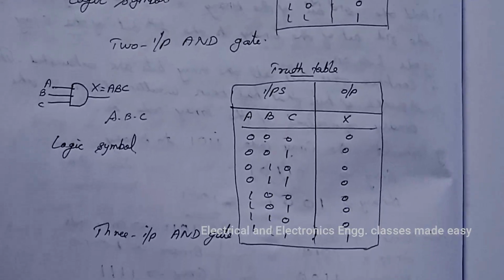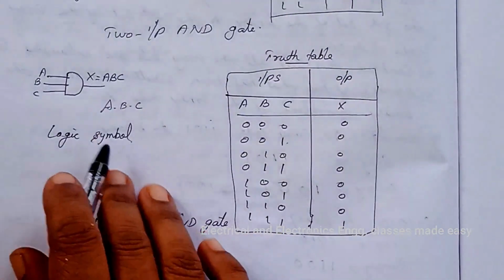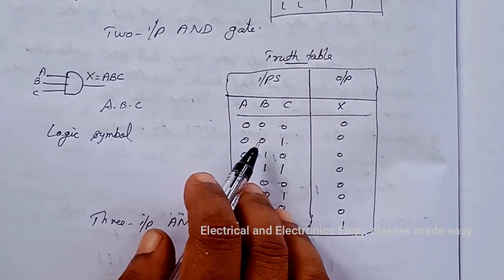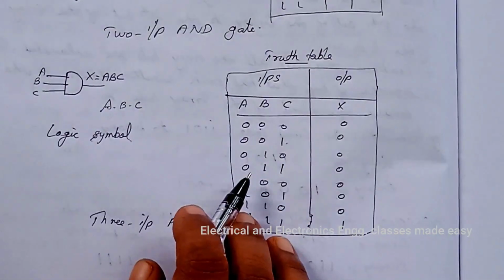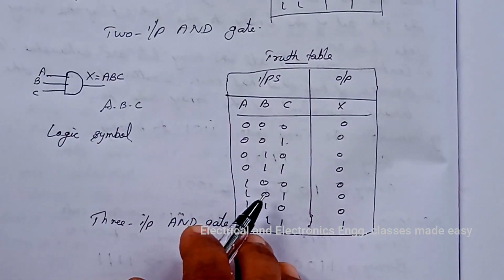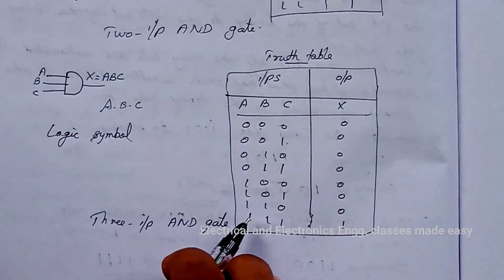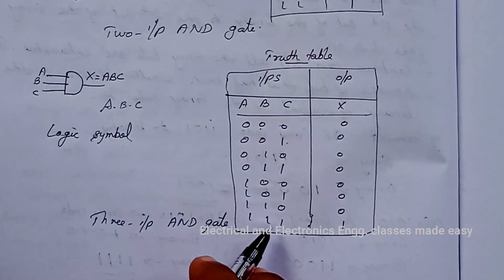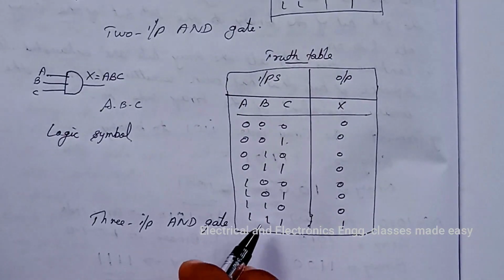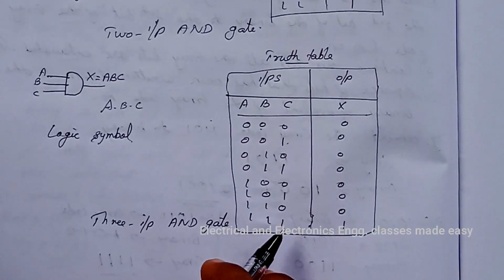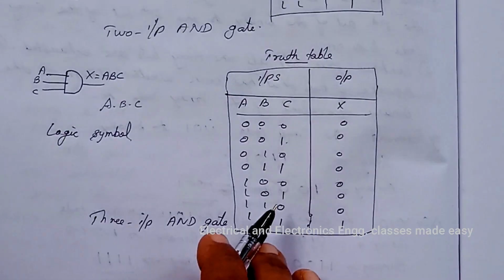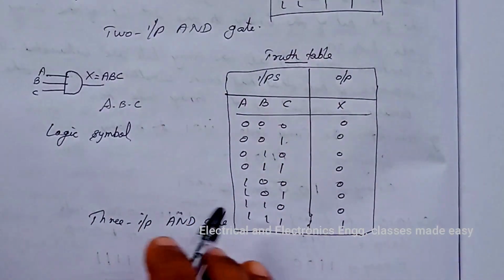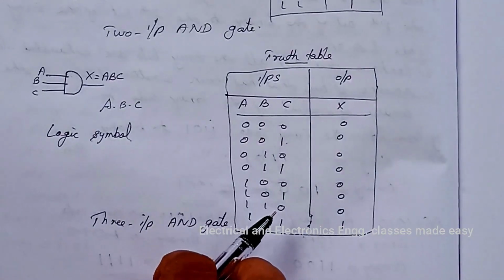And in the case of the 3 input AND gate, the combinations of inputs are 0 0 0, 0 0 1, 0 1 0, 0 1 1, 1 0 0, 1 0 1, 1 1 0, 1 1 1, and the output is 1 when all the inputs are 1. That is 1 1 1. When the inputs are 1 1 1, the output is 1. And when any of the inputs is a 0, the output is 0. So this is the case of the 3 input AND gate.